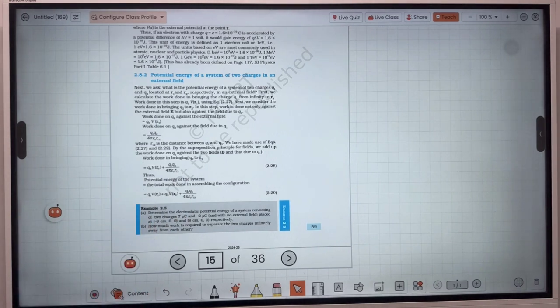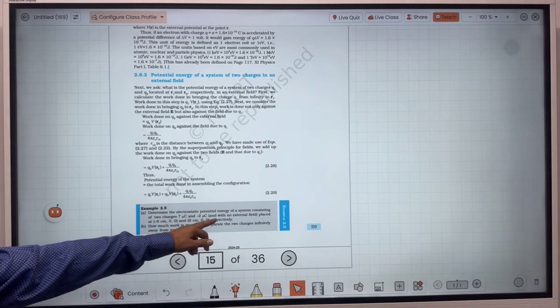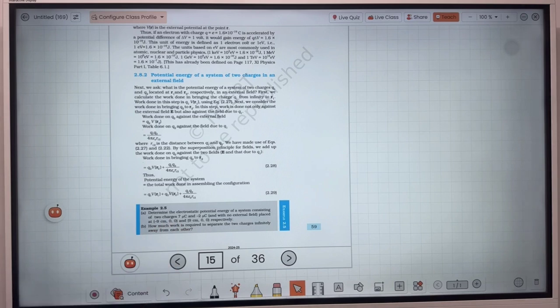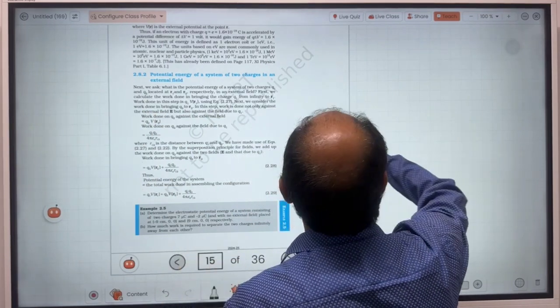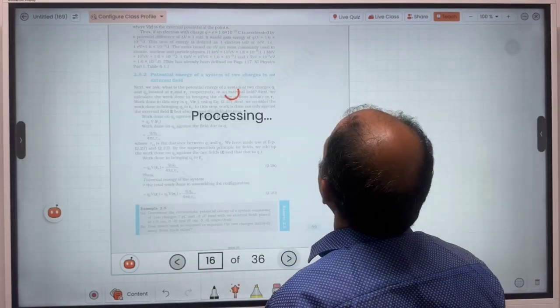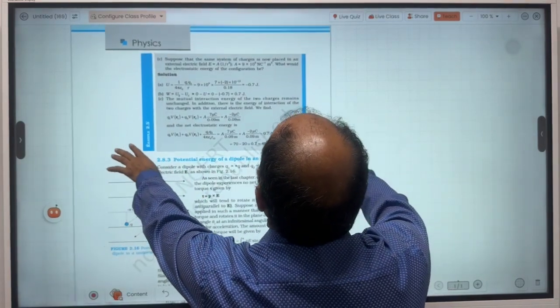Now there is one question here. Determine the electrostatic potential energy of a system consisting of two charges with no external field placed at these two locations respectively, and how much work is required to separate the two charges infinitely away from each other. It means whatever potential energy they possess, the work is equal to that but of opposite sign. Now let's consider this question. There is one more part of the question.